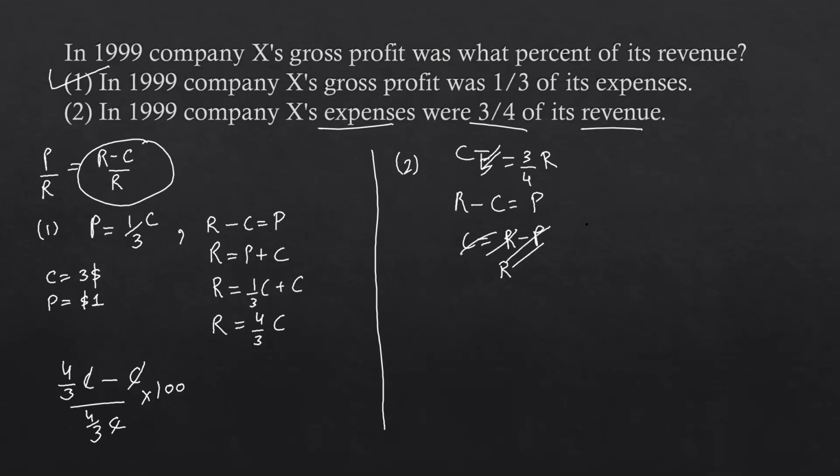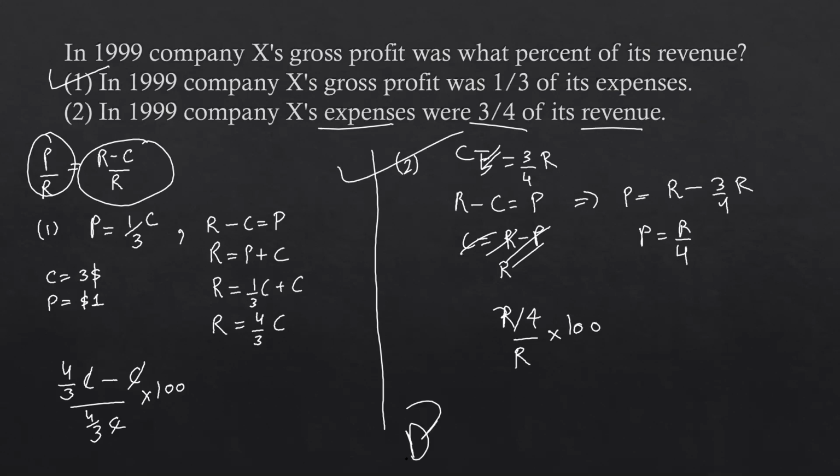Okay. So then from here, profit is revenue minus cost, which is 3/4 of revenue. So profit is revenue over 4. You have to get this expression, profit over revenue. Profit is the revenue over 4, revenue is just revenue, into 100. So that means you will get the answer. So D is the answer.